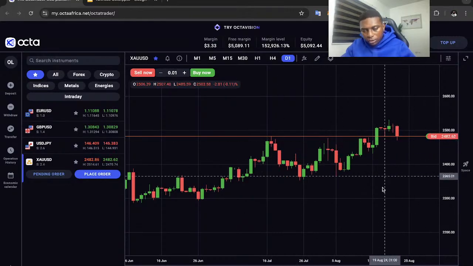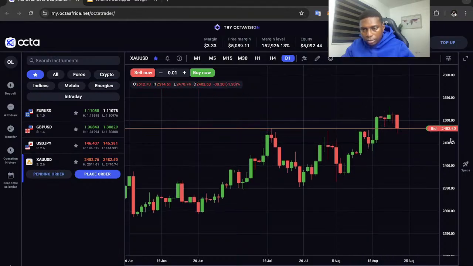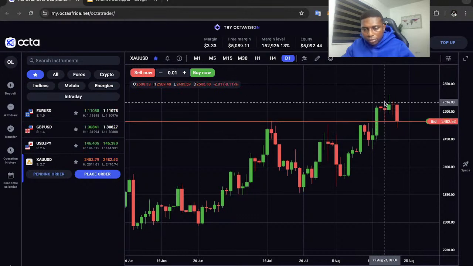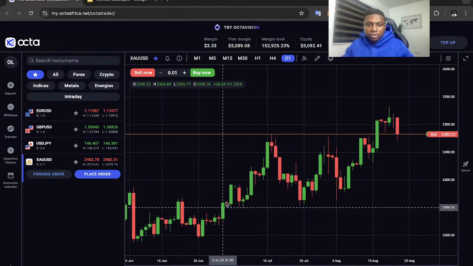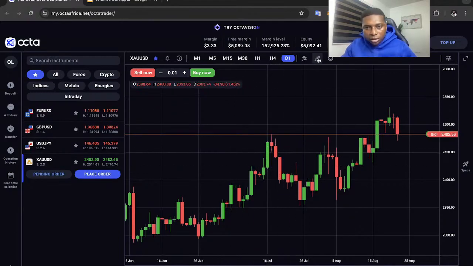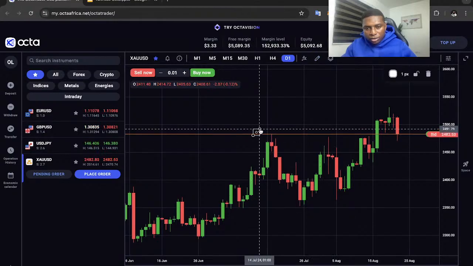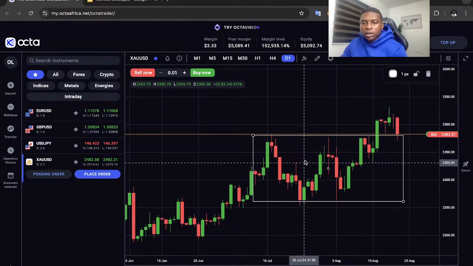So here now we can see what's going on with gold. We have a breakout candle here, and then a retracement to this level. So what are we anticipating after this breakout and this retracement? You can definitely see how gold has struggled within this range.